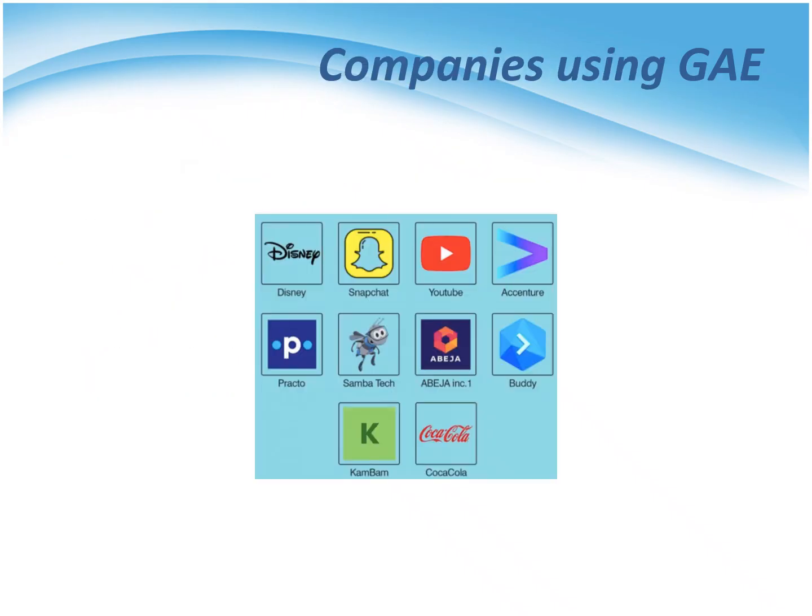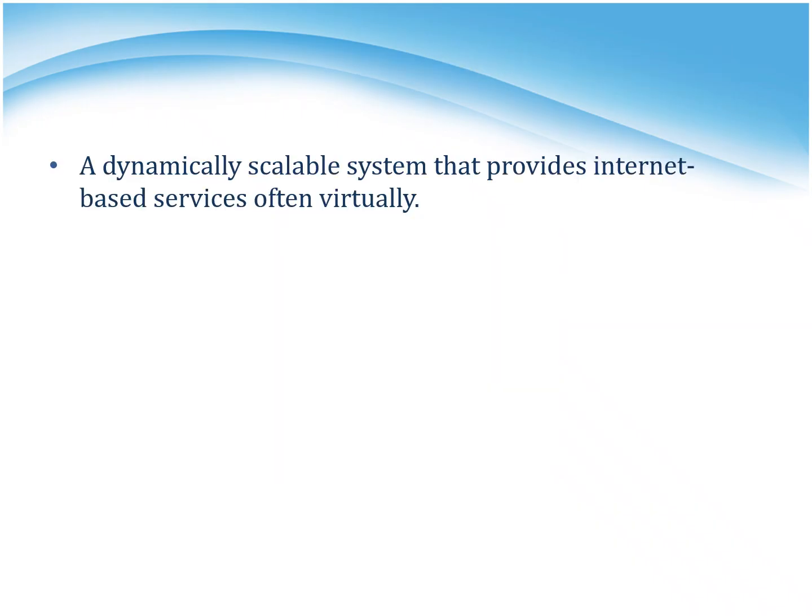These are the companies using Google App Engine: Disney, Pichao, Buddy, Accenture, YouTube, Snapchat. These are the companies which use Google App Engine to host their own web applications. Based on their requirements, they keep changing the features. So this is a dynamically scalable system that provides internet-based service, often virtually. That is your Google. Thank you.